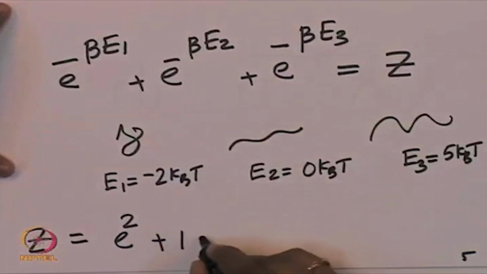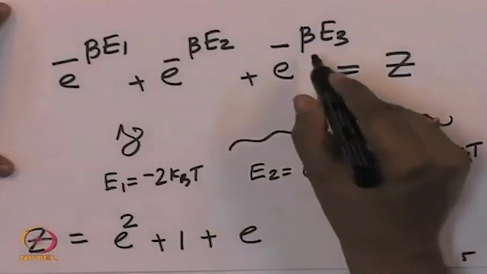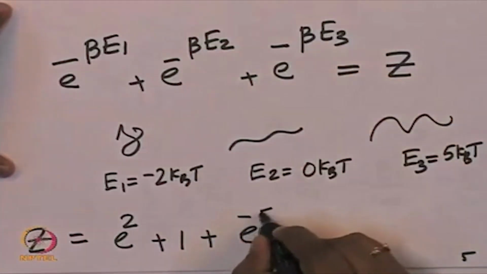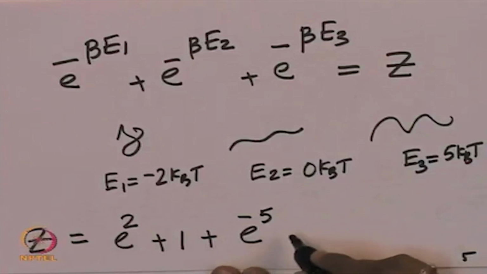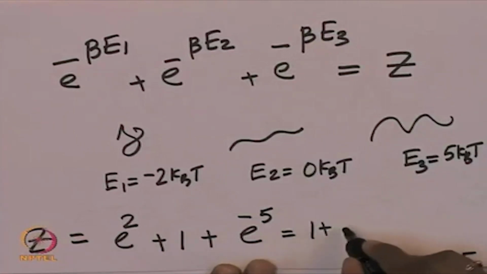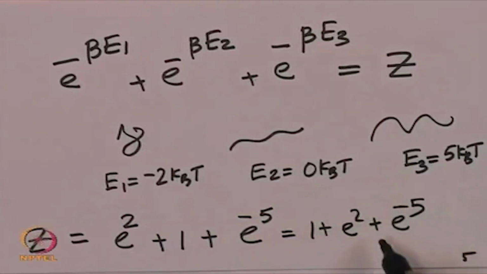So, this is 1 plus e power 5, if I substitute, it will become minus 5. So, this is a number. So, the partition function is essentially a number. So, this is basically 1 plus e power 2 plus e power minus 5. You know e is a number, you can take a calculator and calculate e power 2 and e power minus 5, you will get some numbers.